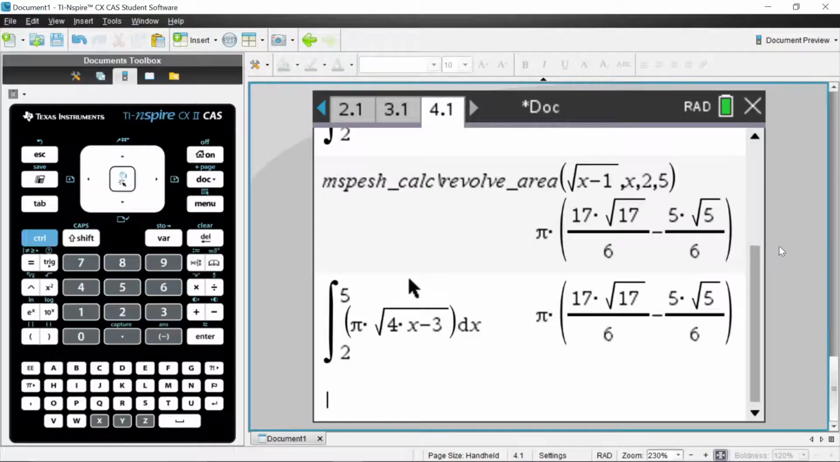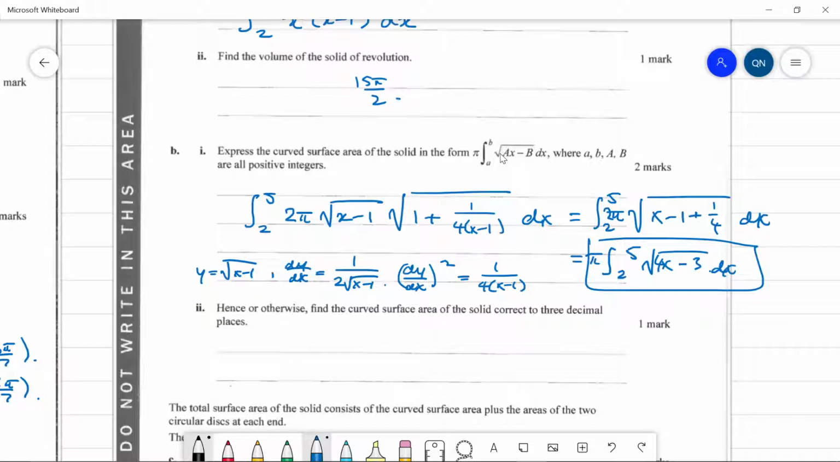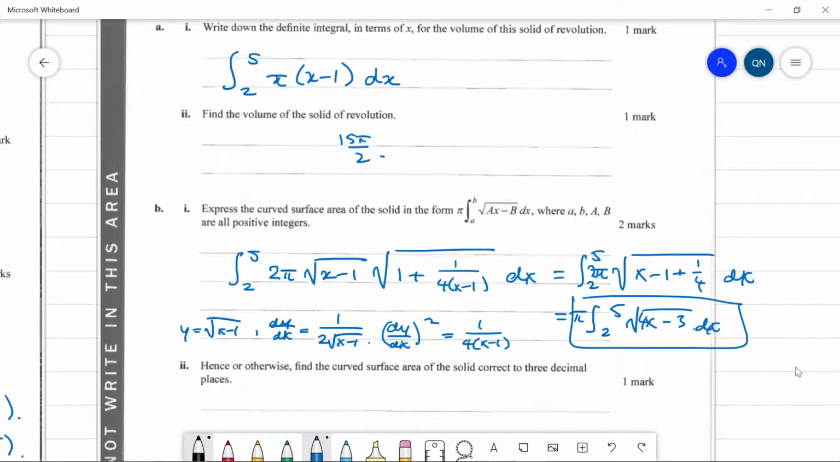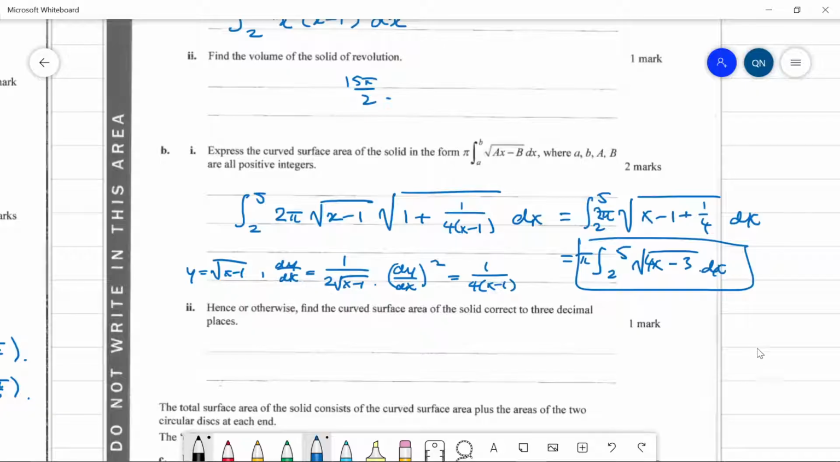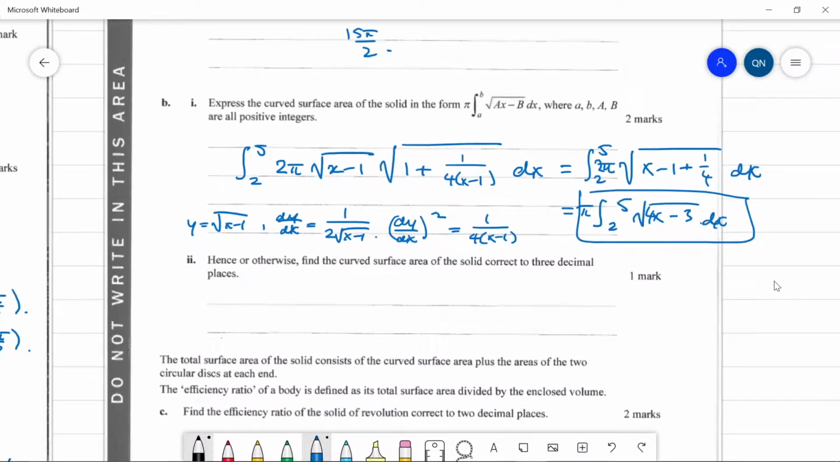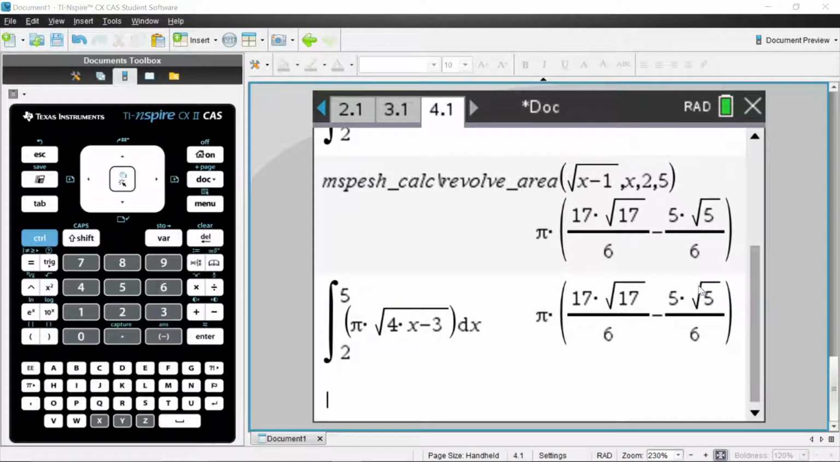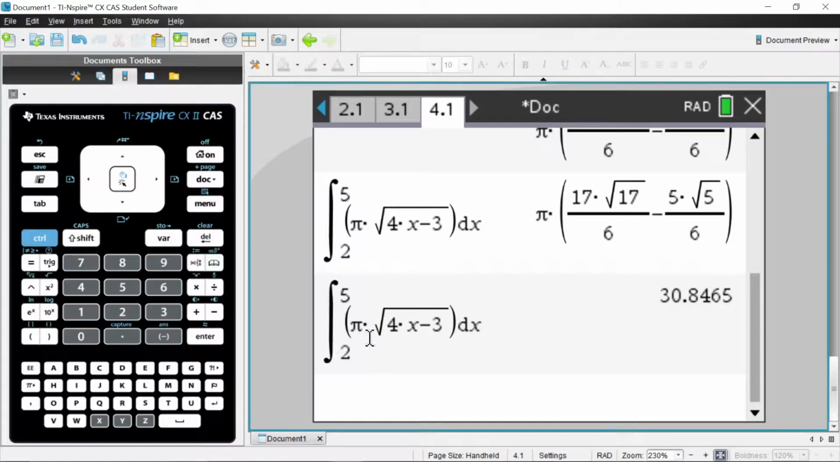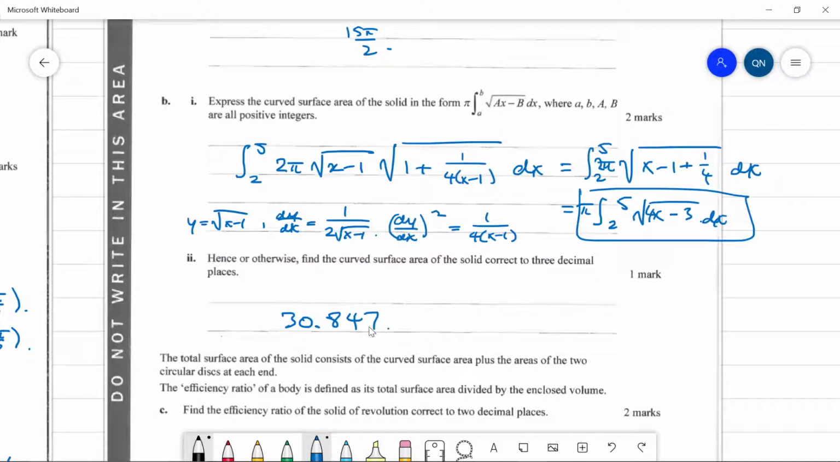That's another tip, by the way. Sometimes it's useful to use the function that was given to you instead of what you got from your working out, because if you get the working out wrong, then your solution is going to be wrong, which I pretty much did. So correct to 3 decimal places, I control enter. So this is 30.847.